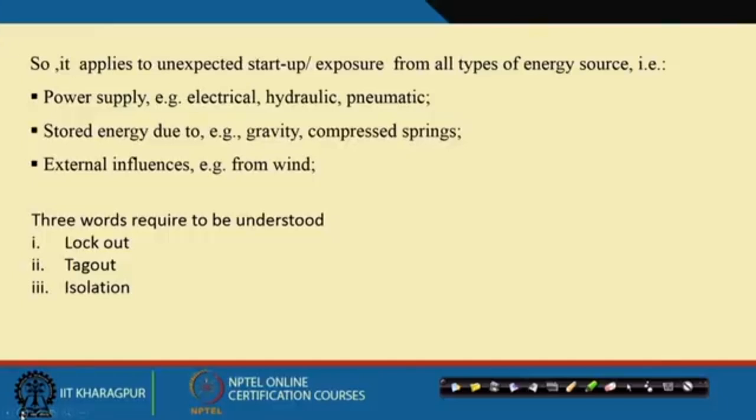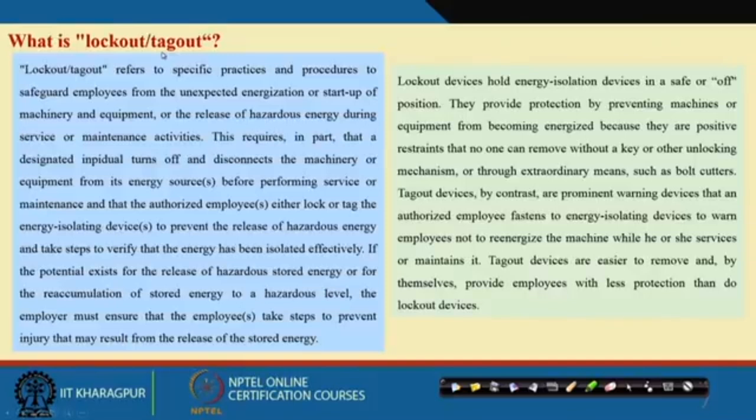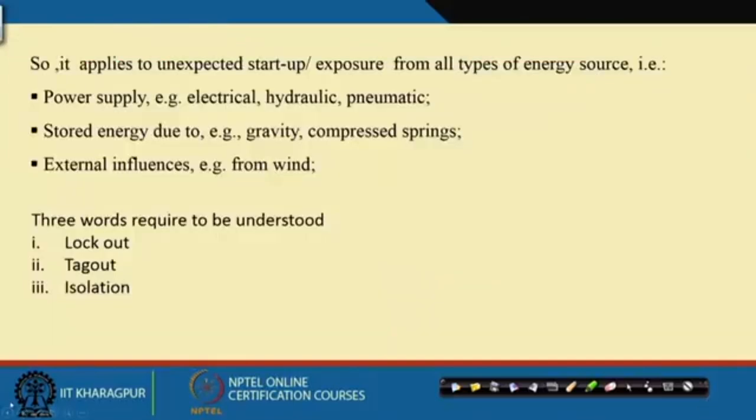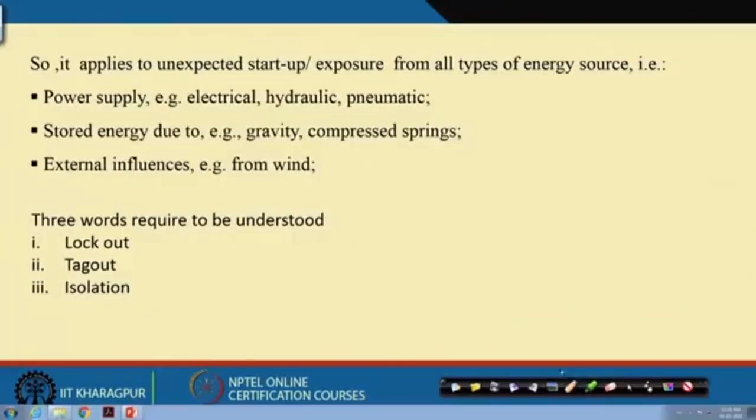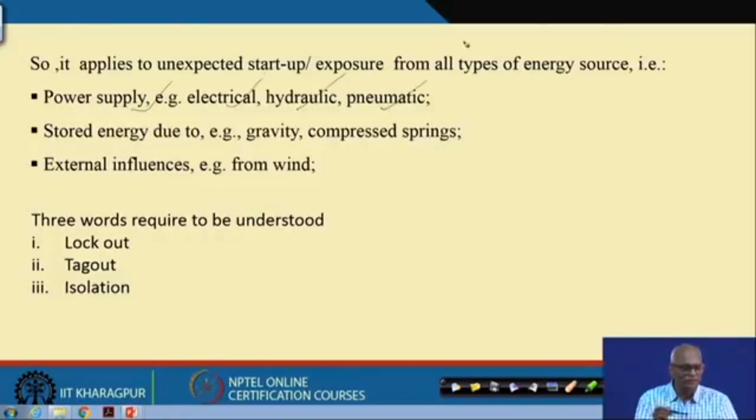So, what are those energy sources? What are those energies we are talking about? Power supply. What is the power supply? Electrical, hydraulic, pneumatic power supplies. Stored energy due to gravity, compressed springs. When you put the spring compressed, it has got stored energy. If people have to work, that compressed spring has to be made to the normal position. Then only people should work. External influences. Suppose some wind energy is coming while working. All those things also to be isolated before people go.